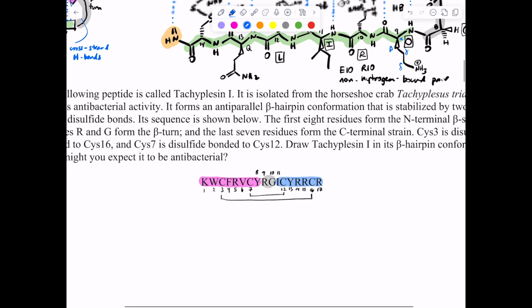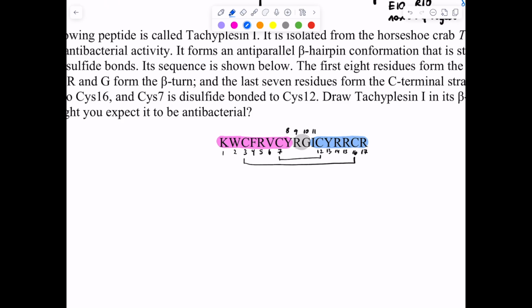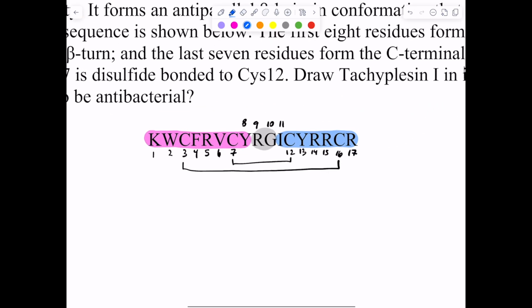Okay, let's practice the tachyplesin 1 antimicrobial peptide from the horseshoe crab. Couple of things about this sequence. First, the instructions tell you that the two residues involved in the turn are R and G. It's actually quite common to have glycine be the second amino acid in a beta turn. So those are the two beta turn amino acids.